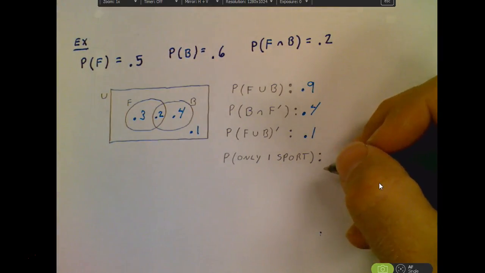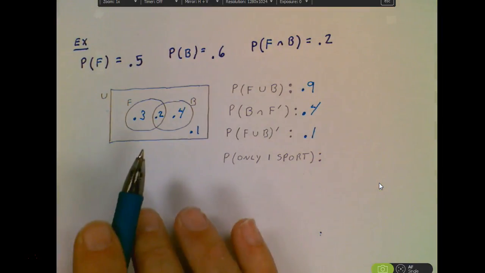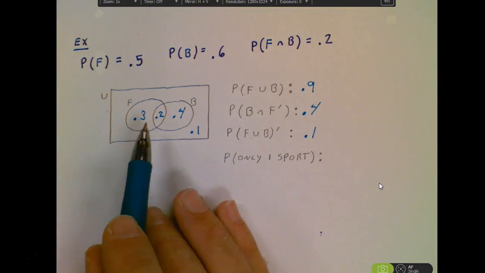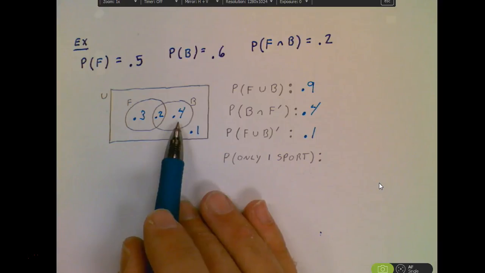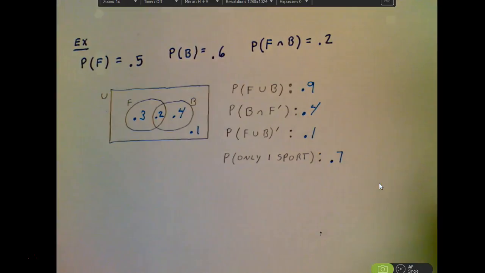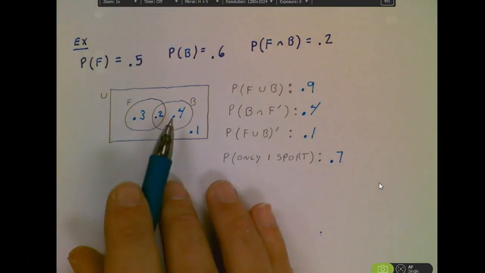For ones who play only one sport, again, this is easy to figure out now that I have a good diagram. So this 30% plays only football. That 40% plays only baseball. So if I add those together, I can see that 70% of those students play only one sport. And not two sports, not no sports. I got the 0.7 from there and there.